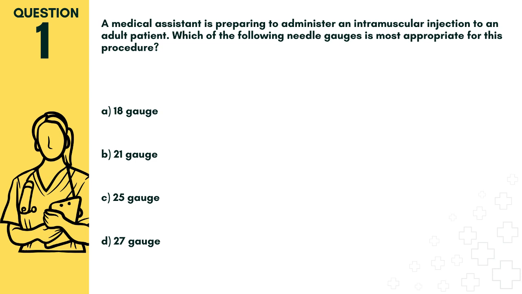Question 1. A medical assistant is preparing to administer an intramuscular injection to an adult patient. Which of the following needle gauges is most appropriate for this procedure? A. 18 gauge. B. 21 gauge. C. 25 gauge. D. 27 gauge.